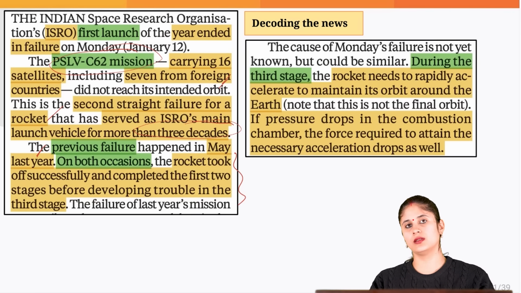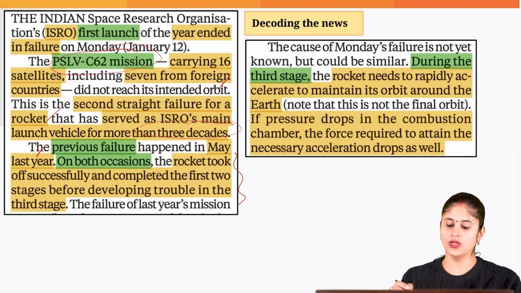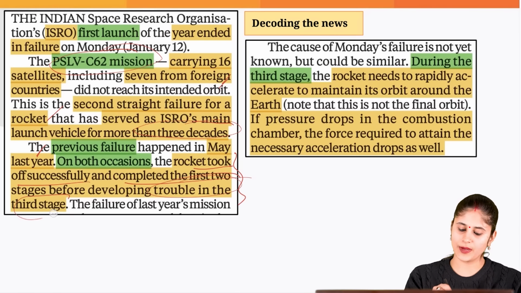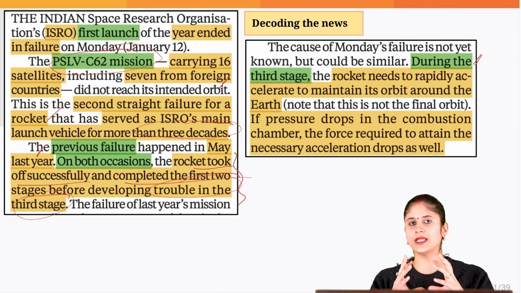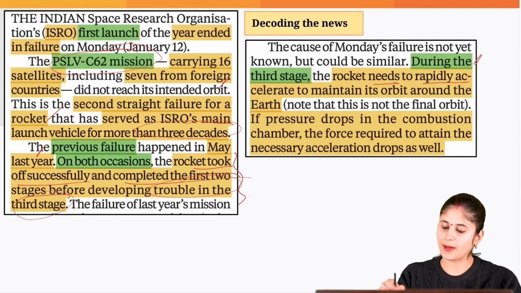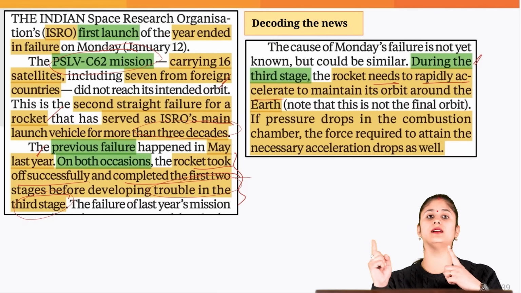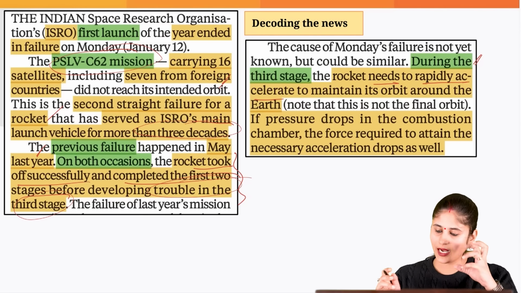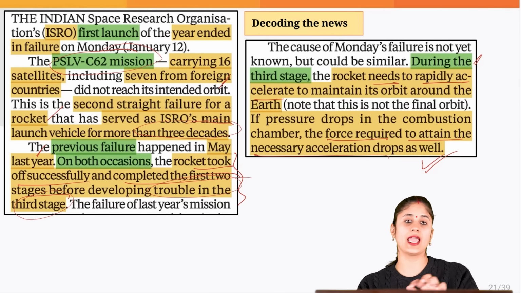On both occasions, in May last year and in this PSLV C62 mission also, the rocket took off successfully, completed the first 2 stages, but developed certain complications during the third stage. Why is there so much complexity when it comes to the third stage? Because this is the most critical stage, when the rocket needs to rapidly accelerate and increase its velocity to a greater extent so that it can orbit the Earth. You need higher velocity, otherwise the rocket would be pulled back by the Earth's gravity. So it needs to have the necessary acceleration.